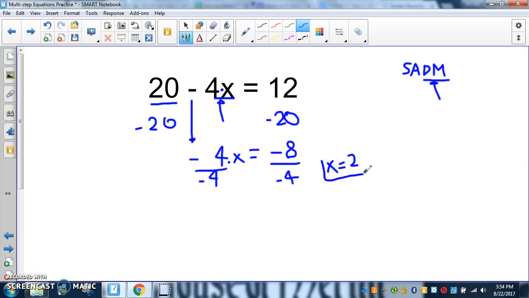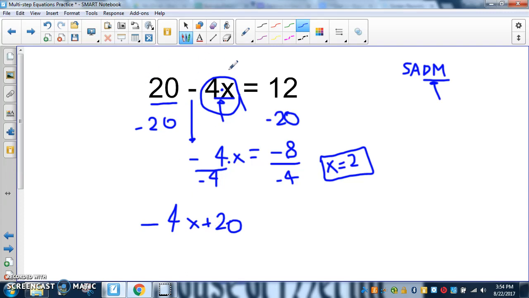Hopefully that helps you out on how to do those ones. Again, think SADMEP. We don't want to cancel out the multiplication first. Instead, cancel out that other term. You're just used to seeing this the other way around, -4x plus 20. If it had been written like this, you would have known to subtract 20 first and then divide by -4.